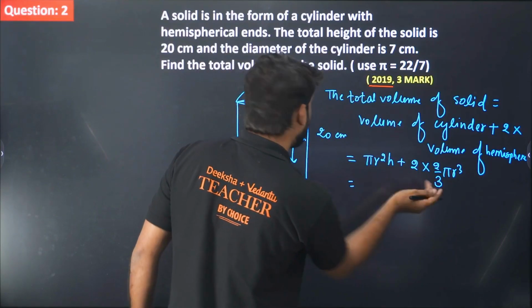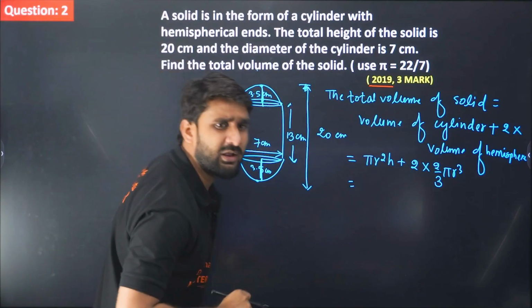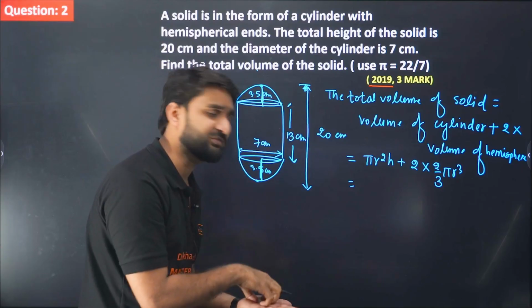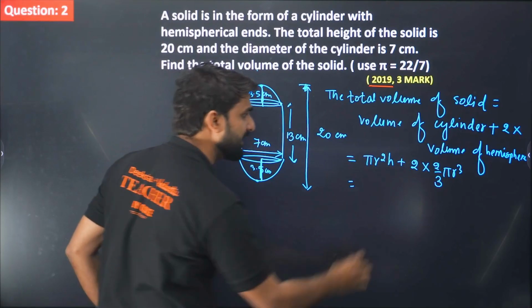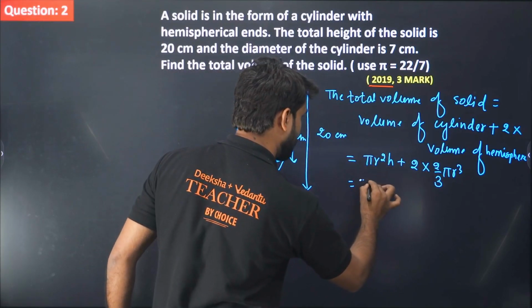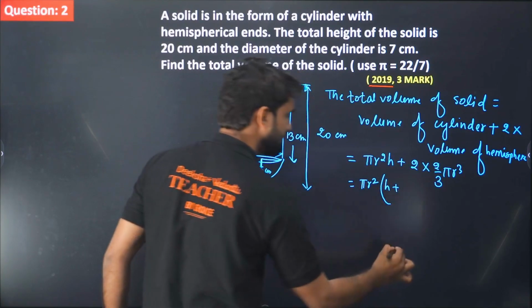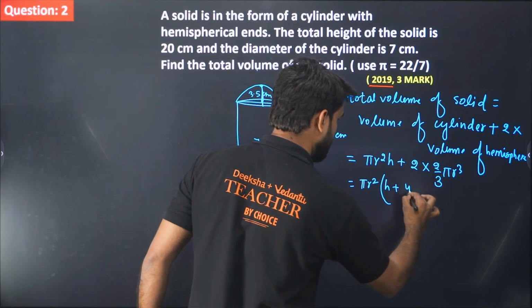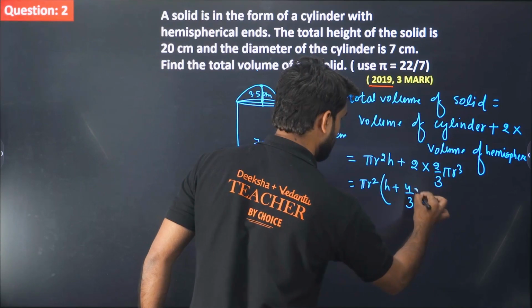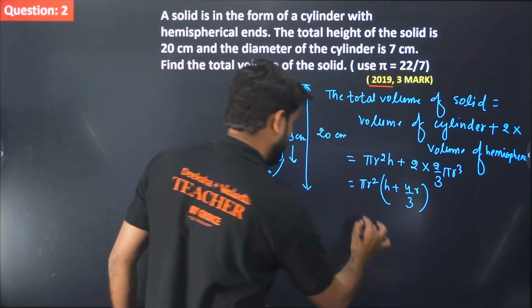Because the radius of the hemisphere and the radius of the cylinder are equal here, can we take something common? We can take common pi r square. So only h will be there, and here will be 4 by 3, and 1 r will be there. I hope this is clear to everyone.